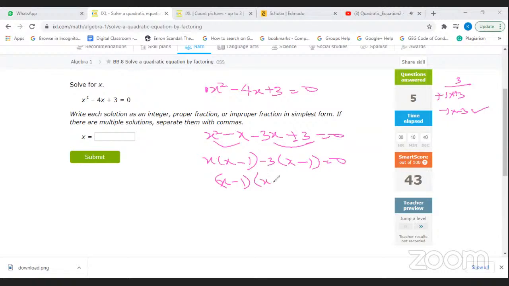Then x minus 3 equals 0. So x minus 1 equals 0, or x minus 3 equals 0. And as a result, x equals 1 or x equals 3. So that is 1, 3.